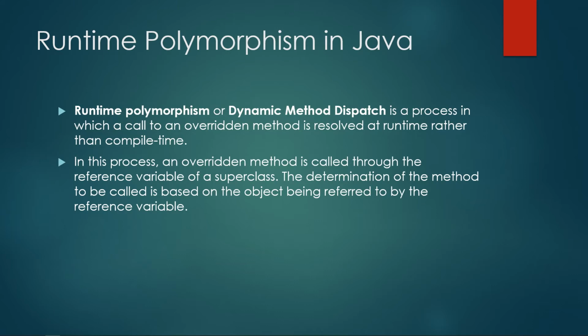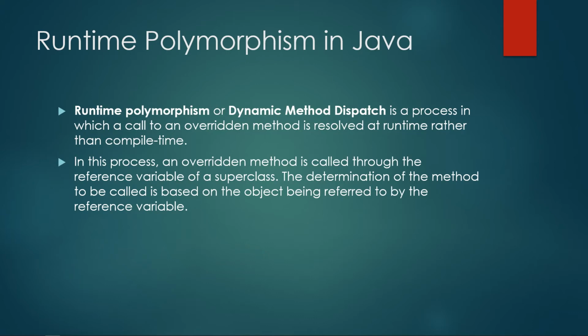Runtime polymorphism or dynamic method dispatch is a process in which a call to an overridden method is resolved at runtime rather than compile time. In this process, an overridden method is called through the reference variable of a superclass, and the determination of the method to be called is based on the object being referred to by the reference variable.